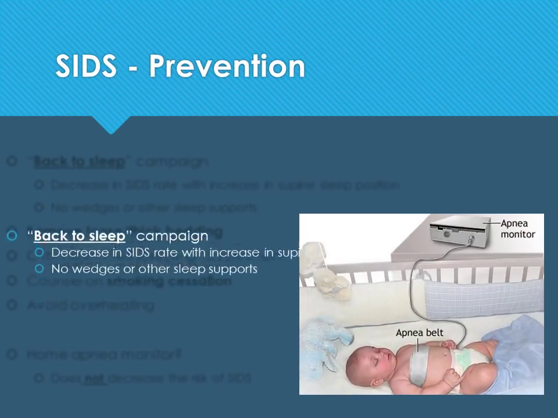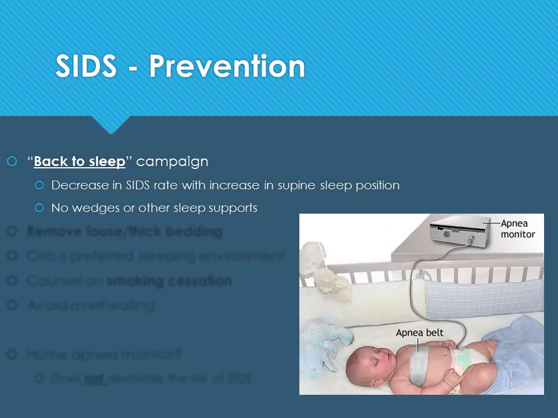How do we prevent it? The Back to Sleep campaign has been the primary mainstay of us preventing sudden infant death syndrome. We have seen a great decrease in the SIDS rate with an increase in supine sleeping position. It's important that there's no wedges or other sleep supports in the crib. I want to point out that the picture that I have is really just showing you what an apnea monitor is. Apnea monitors are bad, so I do not want you to think that apnea monitors are a good thing because they're pictured in here.